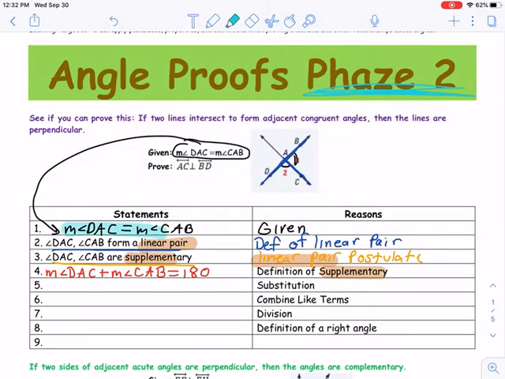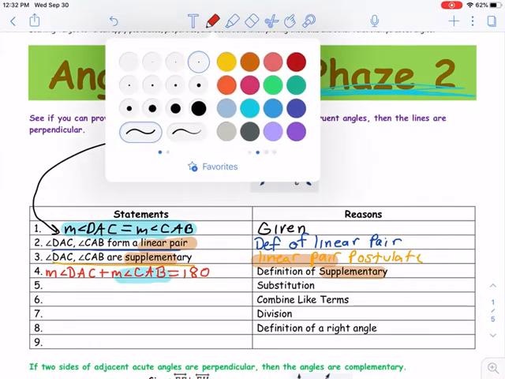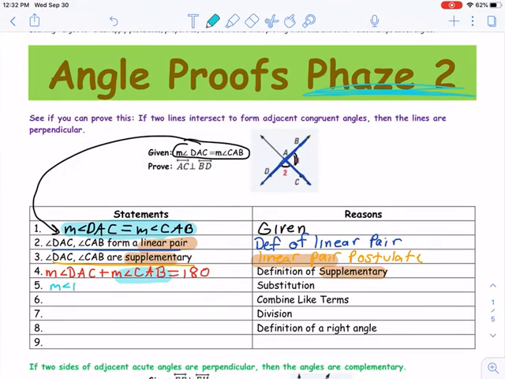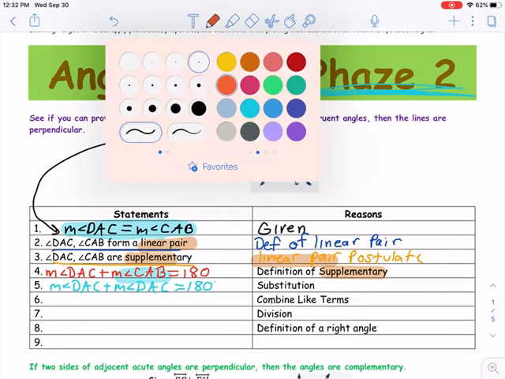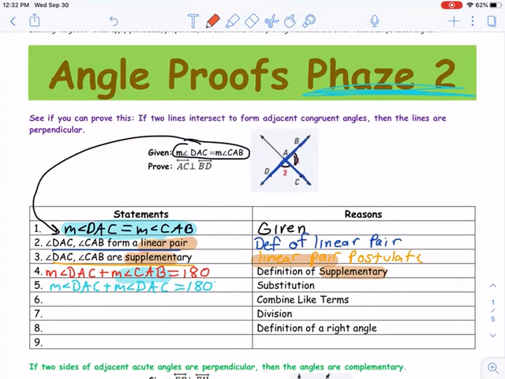So let's think. Measure of angle DAC equals the measure of angle CAB. So I can just go ahead and substitute it in right there. I can go ahead and replace it. So I'm going to get the measure of angle DAC plus the measure of angle DAC equals 180 degrees. Cool. Now it's telling me combine like terms, good old CLT, 2 times the measure of angle DAC equals 180 degrees.